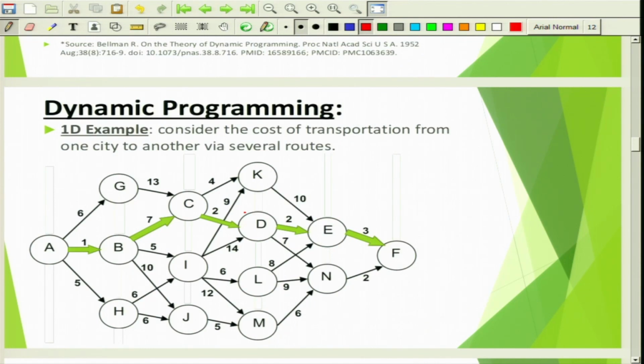Now consider the cost of transportation from one city to another via several routes. Now it is a very complex problem. There are so many paths available, so many nodes in between as well, stopping points you can say. So the starting point is A and the destination is F. Now you can choose any path. The objective is to minimize the cost.